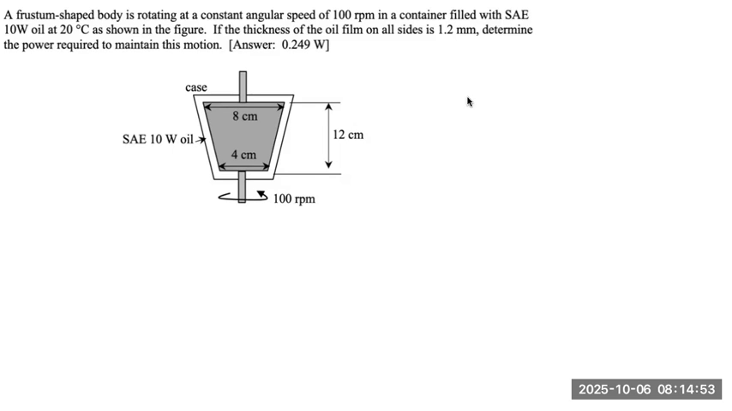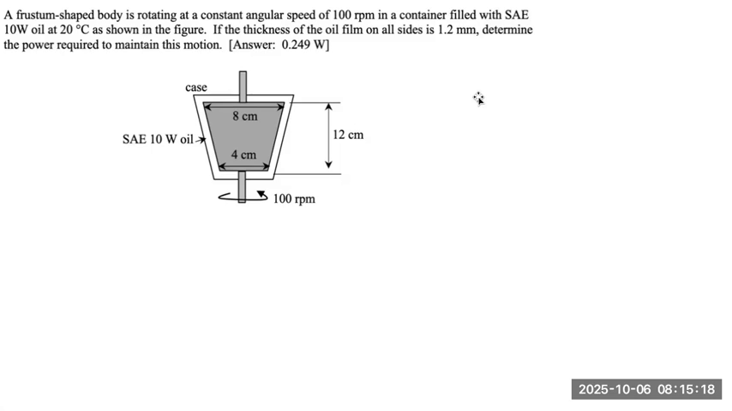Today we're going to go over this problem of fluid mechanics. A frustum-shaped body is rotating at a constant angular speed of 100 rotations per minute in a container filled with SAE 10W oil at 20 degrees Celsius as shown in the figure. If the thickness of the oil film on all sides is 1.2 millimeter, determine the power required to maintain this motion.